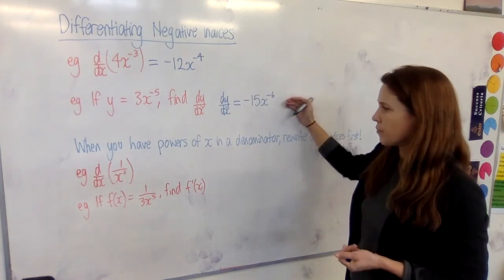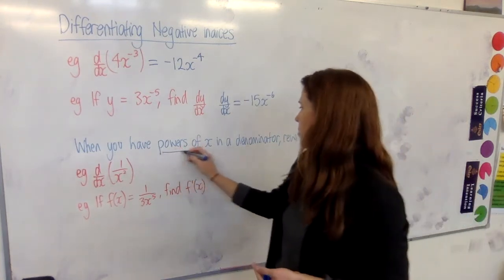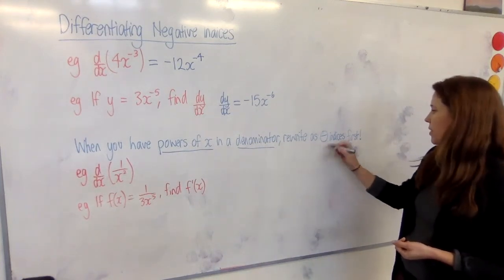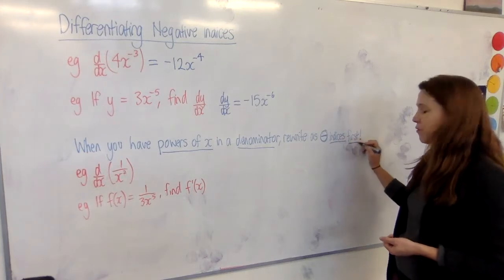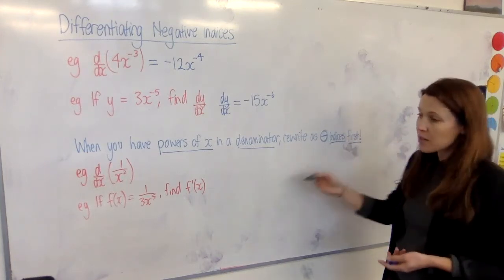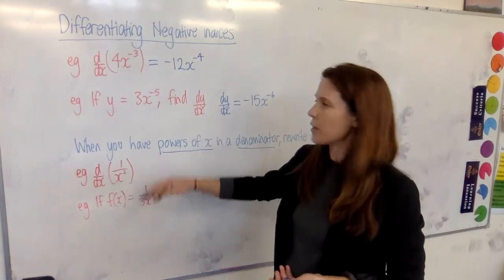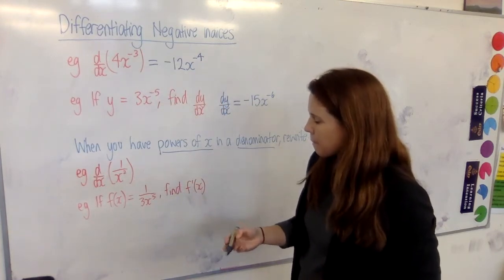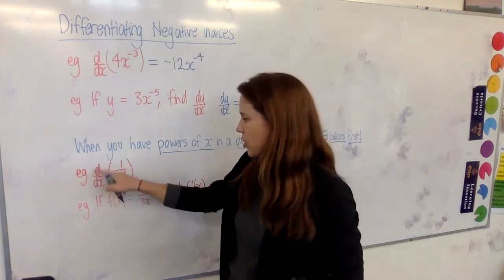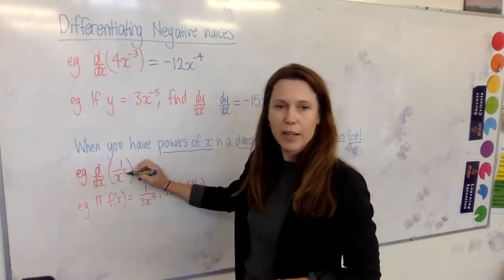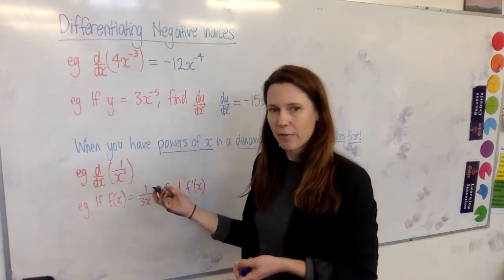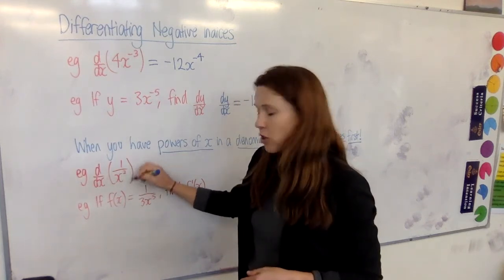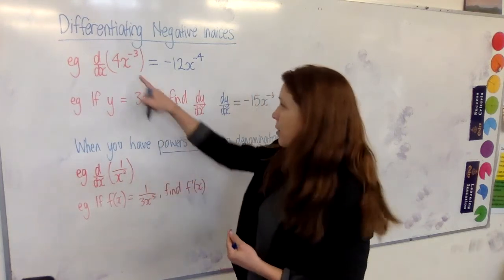Really straightforward. Now, when you have powers of x that are in a denominator of a fraction, you need to rewrite them as negative indices first. So this is mostly how you'll get your questions, because this is really quite straightforward. They'll generally ask you questions like this. So, if we are differentiating 1 over x squared, we want to rewrite it first. Now, we're not doing the differentiation yet until we've fiddled with the function and got it looking a little bit more like something that we want.